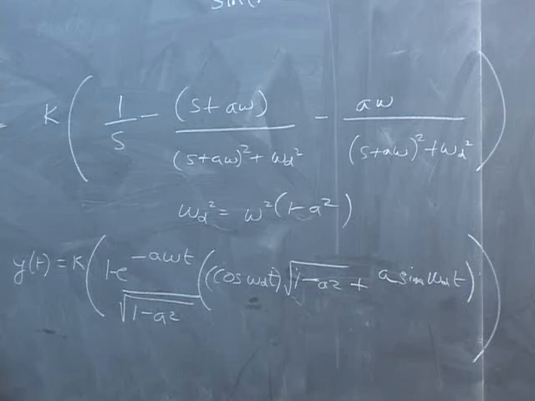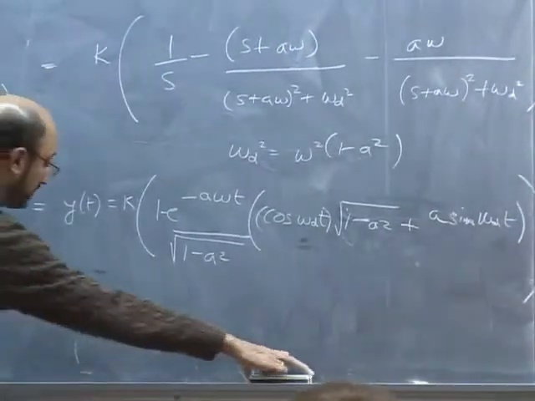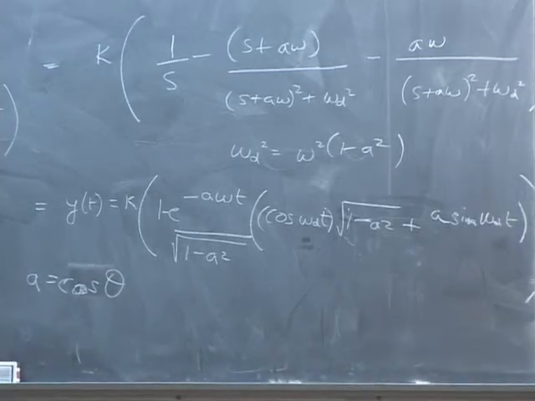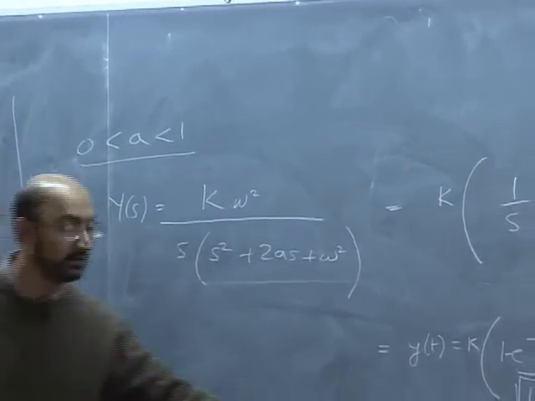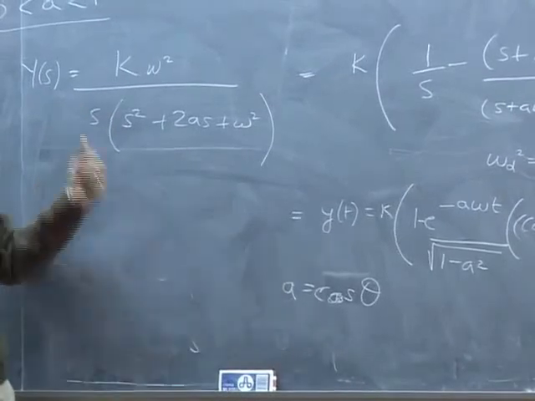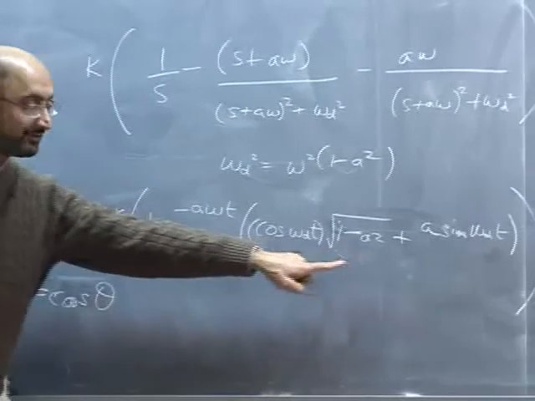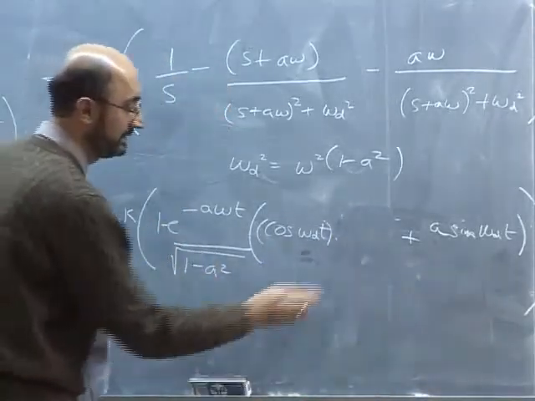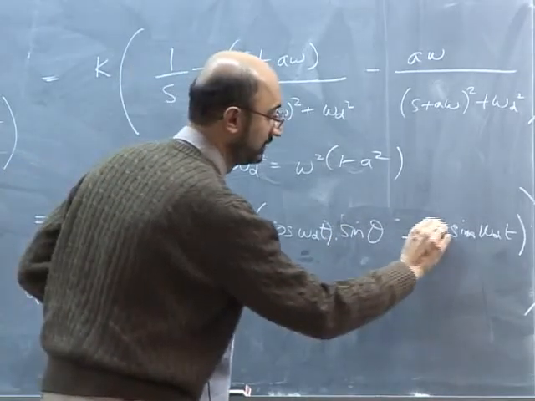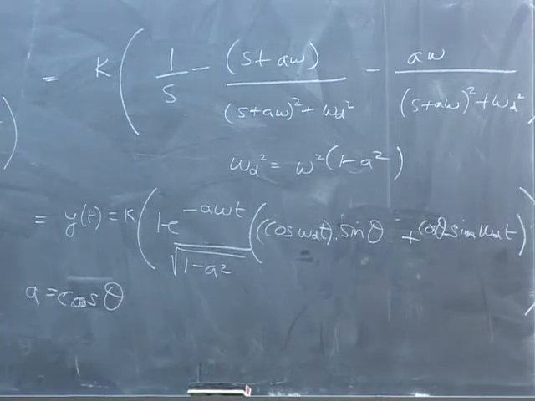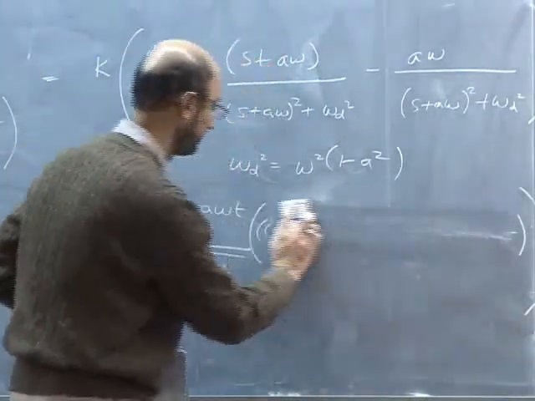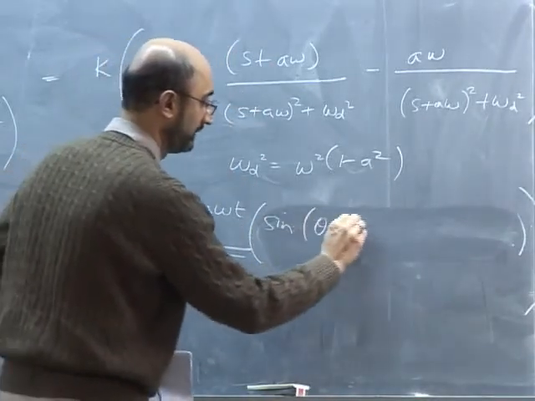So all I'm doing is taking out the square root of 1 minus a squared, and multiplying inside. So I get this. And then all I do is substitute a equals cos theta, some value theta. Why can I do that? Because 0 is less than a, less than 1. Since it's a value less than 1, it can be expressed in the form cos theta. I can't do it otherwise. I can only do it because it's in this range. If a is cos theta, then the square root of 1 minus a squared is sine theta, right? Because the square root of 1 minus cos squared theta is sine theta. So I get cos omega d t sine theta, plus cos theta sine omega d t. And using this identity, I can just rewrite this as sine of theta plus omega d t.